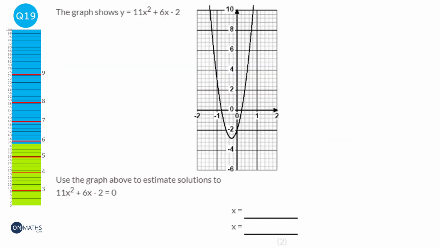To find solutions for quadratics on a graph, all you need to do is find out where the graph meets the x-axis. Okay, so the coordinates where this graph meets the x-axis are here and here, and that would be minus 0.8 and minus 0.2, and they're also called roots.